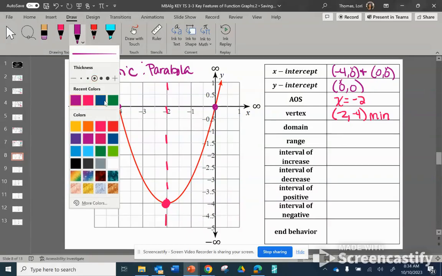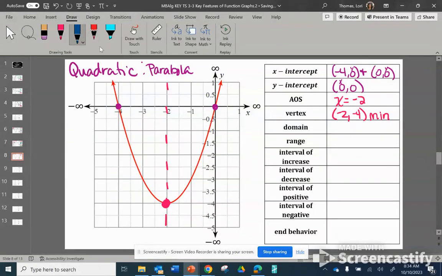Our domain are the x values of our graph. Our x values are -infinity to +infinity.